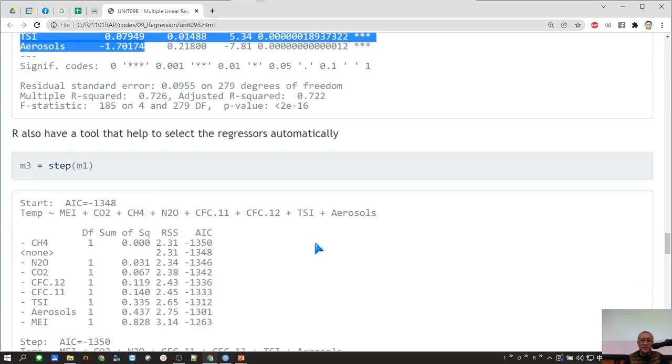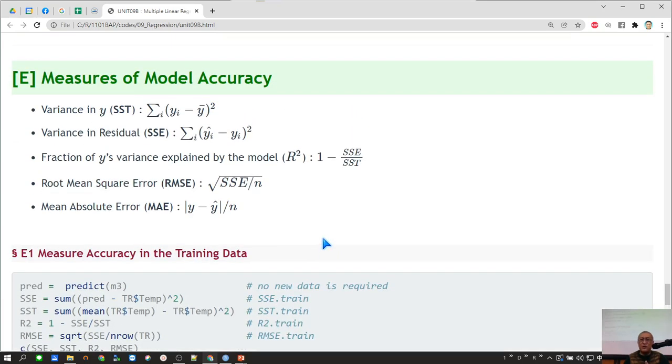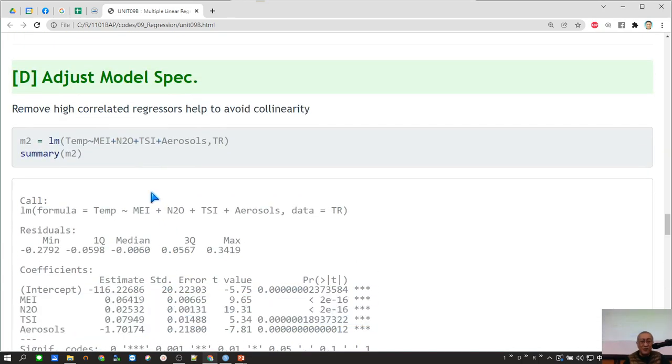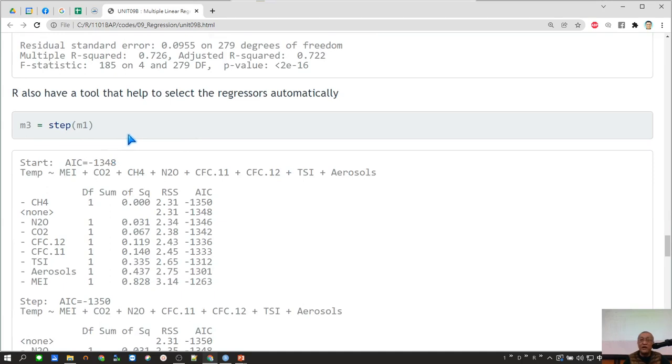And that actually is the key difference between simple and multiple linear regression. Okay, now in R there's a tool. In M2, in comparison with M1, you manually pick out the highly correlated regressors. In R, there's an automatic tool to do it for you, okay? If you take M1 as the model, the very first model that we did, then if you call step, this step would automatically remove the highly correlated regressors.